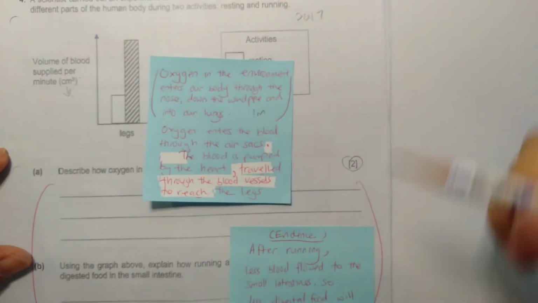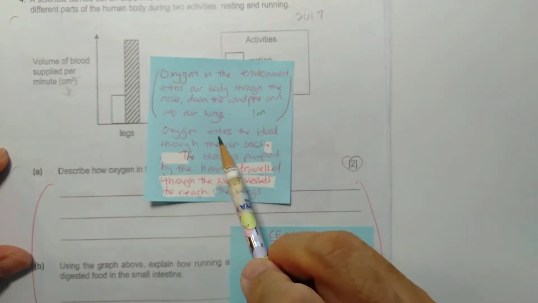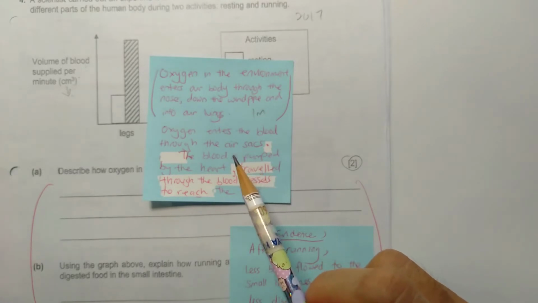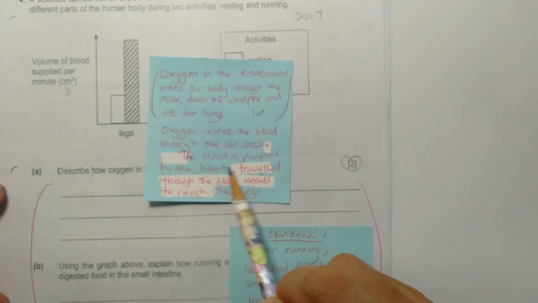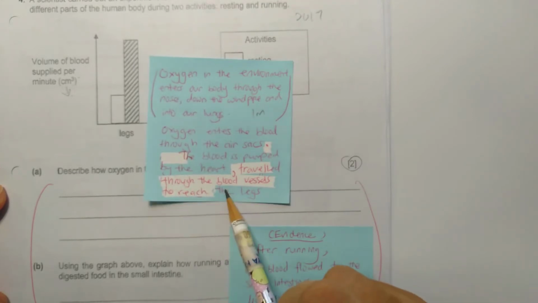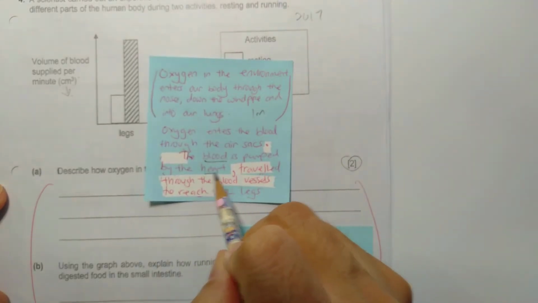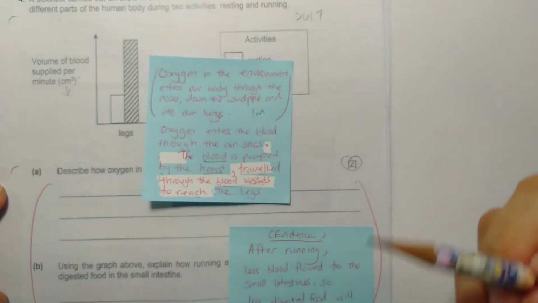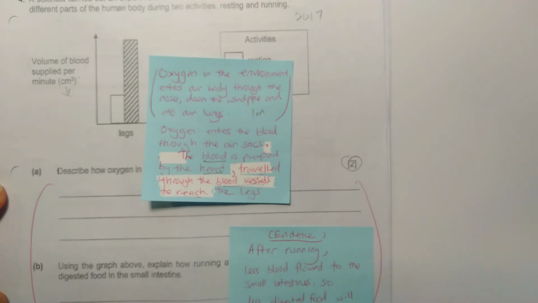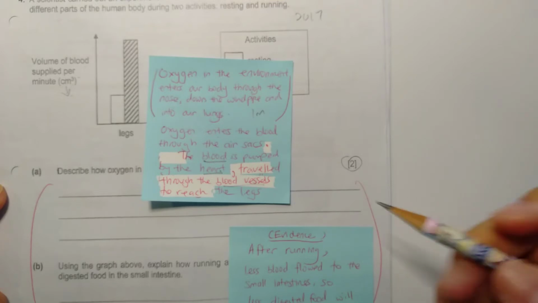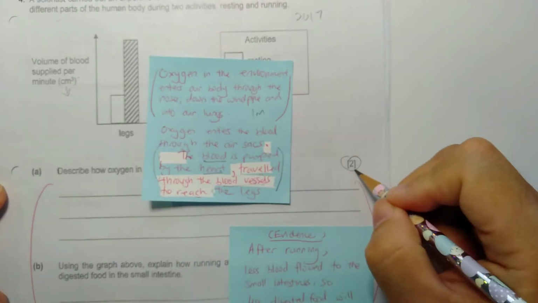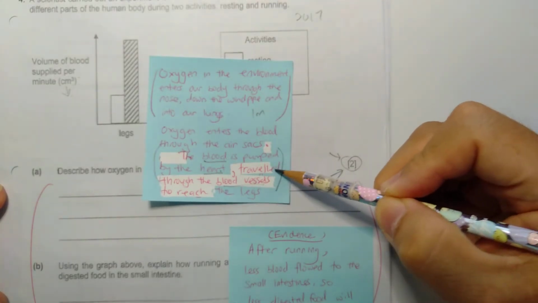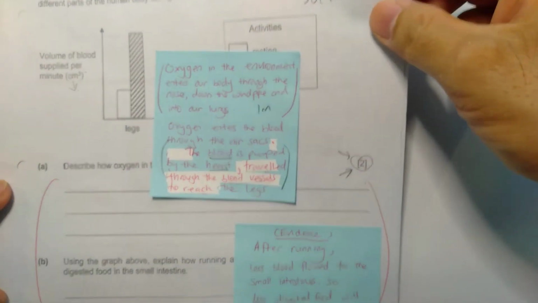Next, how does it get to the legs? It's only at the lungs, right? So oxygen enters the blood through the air sacs, and then the blood is pumped by the heart, traveling through the blood vessels to reach the legs. So for this part I noted the blood, heart and blood vessels, because these are the organs that are the parts in the human circulatory system. I've got to mention it to tell the marker, hey, I know my stuff. So I deserve the second 1 mark. Alright, that's how the 2 marks come about. It talks about the respiratory system and then shows your understanding about the circulatory system. You may pause the video to do the corrections.